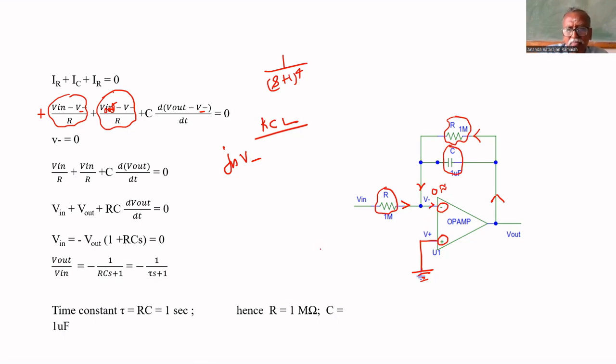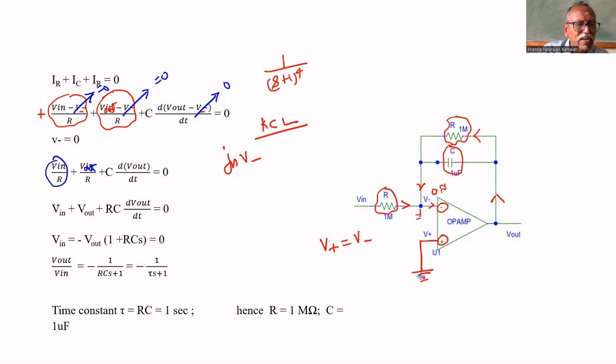But for an op amp, V plus equals V minus, we know. Already V plus is grounded, that's why V minus is also at ground potential. This is also at virtual ground. That's why V minus equals 0. Therefore, V in by R plus V out by R plus C into d V out by dt equals 0.